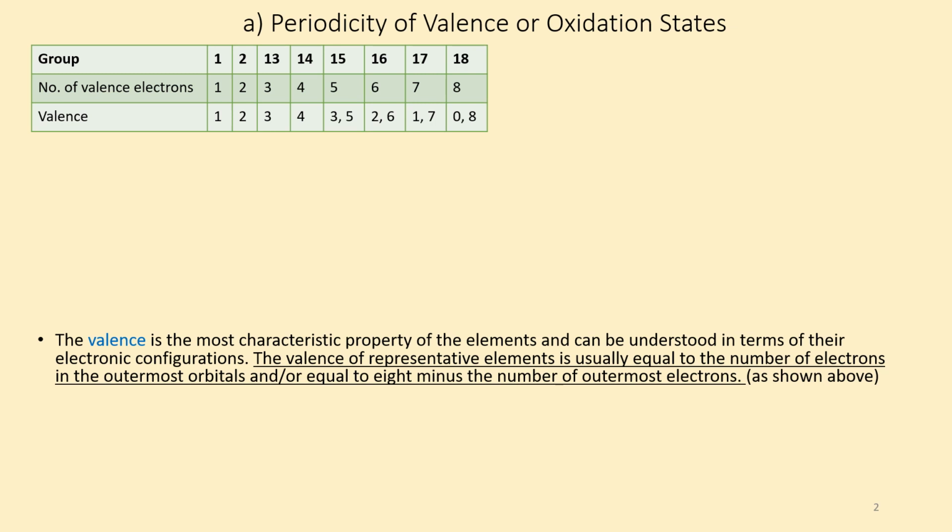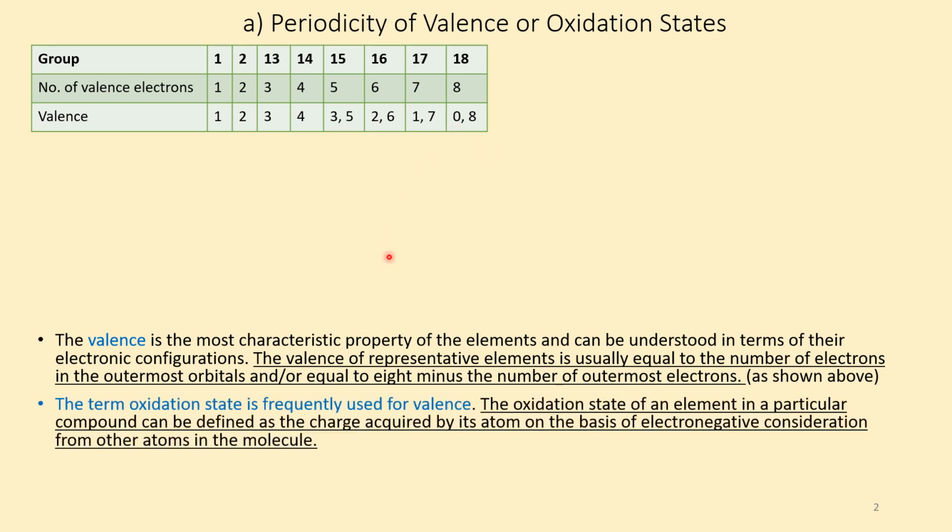The table shows the groups: first group, second group, 13, 14, 15, 16, 17 and 18. The number of valence electrons are 1, 2, 3, etc., up to 8 respectively. And the corresponding valence is 1, 2, 3, 4, 3 and 5, 2, 6, 1, 7, 0, 8.